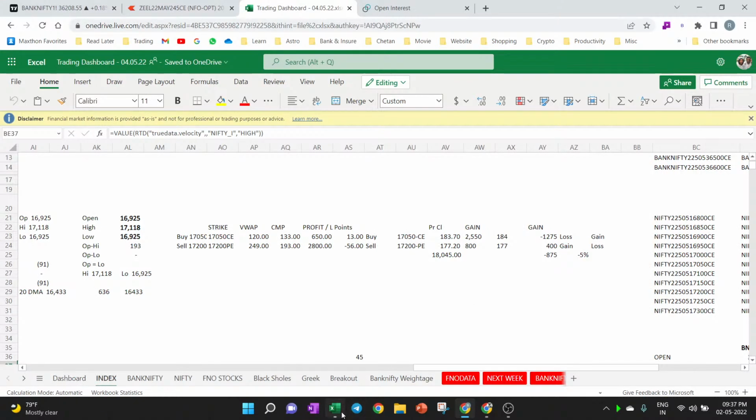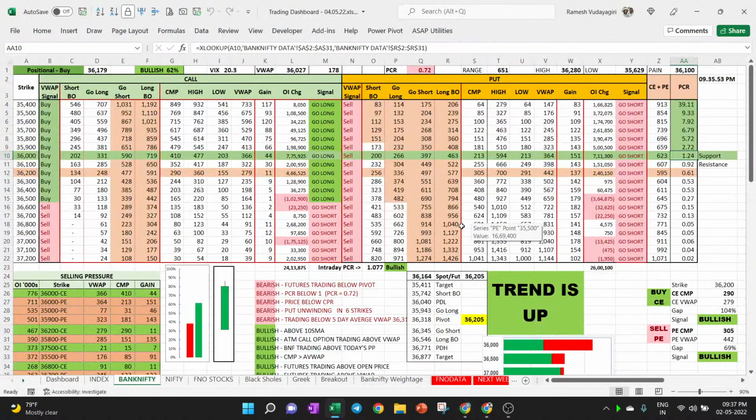All the page, whatever you can see, the Excel dashboard which I am seeing here, will be seen in the browser also. Any doubts, if you have anything, you can just let me know.